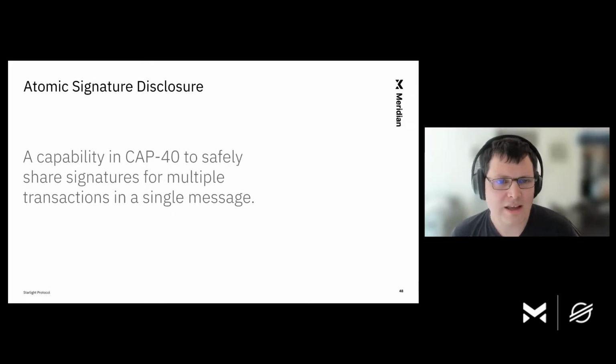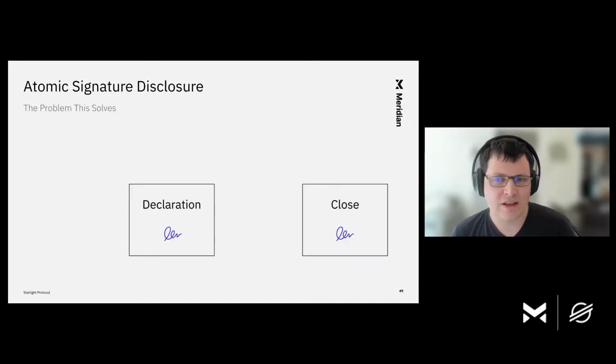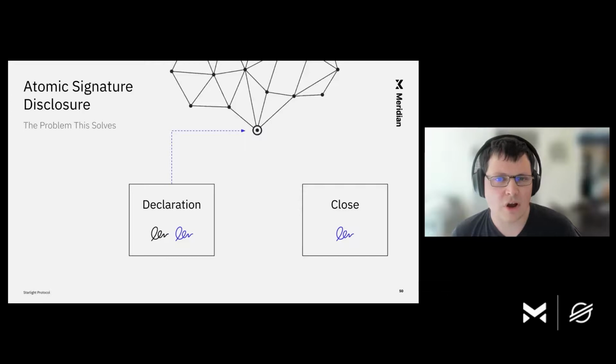So let's walk through an example to understand why this problem exists and how atomic signature disclosure solves it. Let's assume that Alec signs 2 transactions, assuming that if one executes, the other must then be valid, and say that I sign and submit to the network only one of those transactions. Alec would have no way of submitting the second transaction because he doesn't have all of the signatures for it.